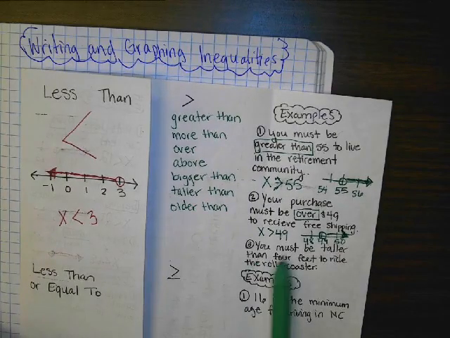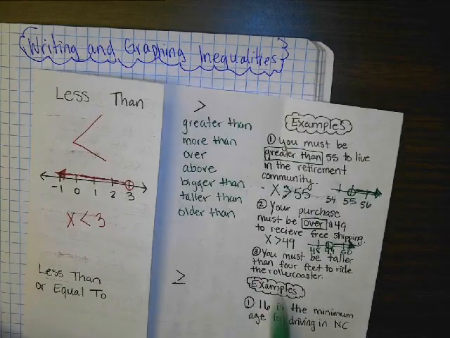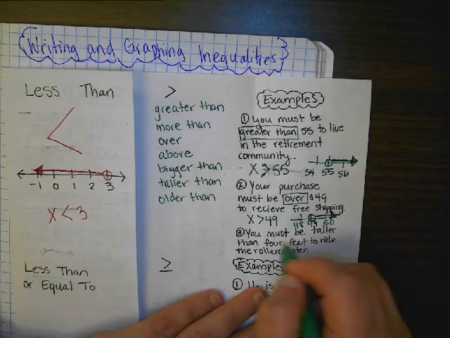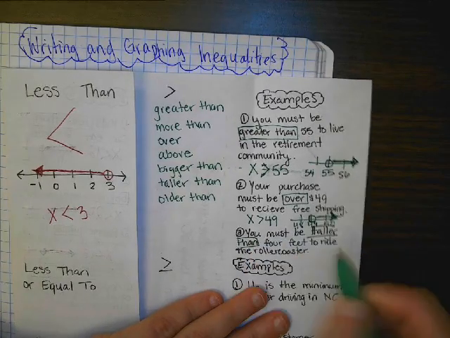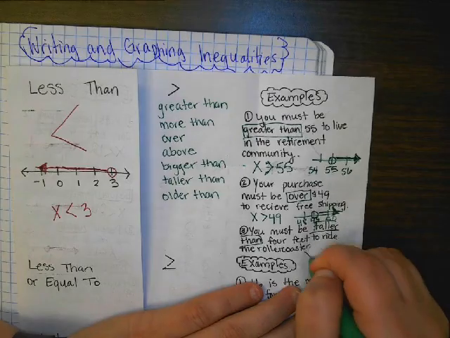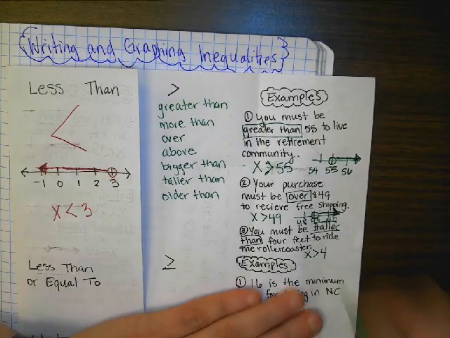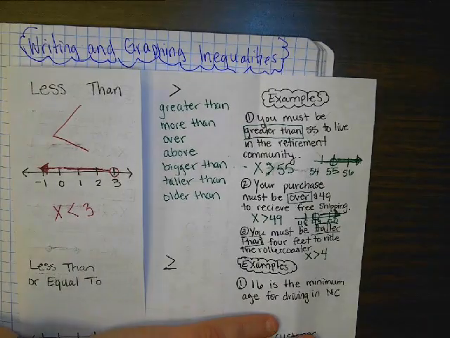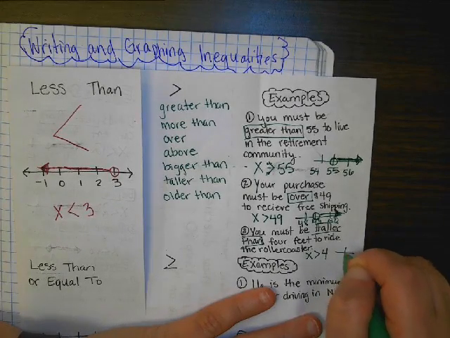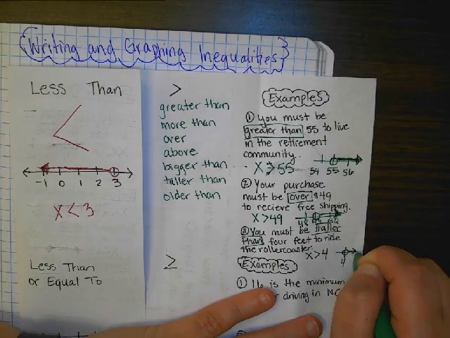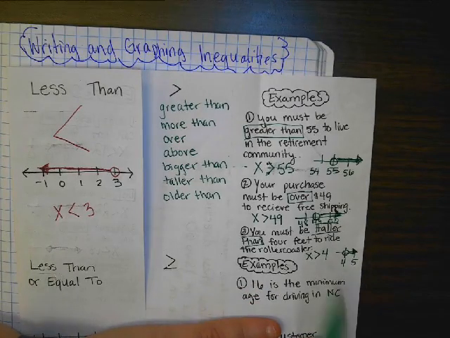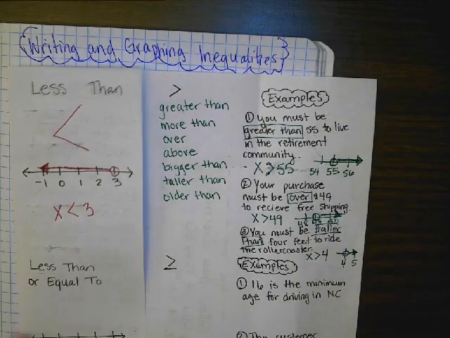Lastly, you must be taller than 4 feet to ride the roller coaster. You must be taller than. There's my key word. 4 feet. You've got to be taller than 4 feet. So greater than 4 feet. Could you be 4 feet? Nope. You've got to be over it. So it's an open circle and then to the right. All the numbers greater. 5, 6, 7, 8. Just like my sign. Perfect.